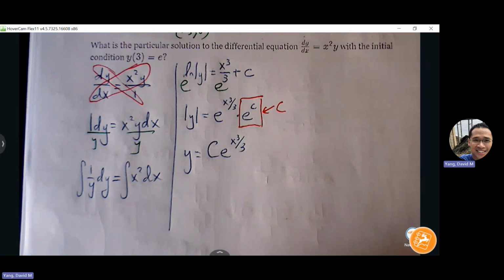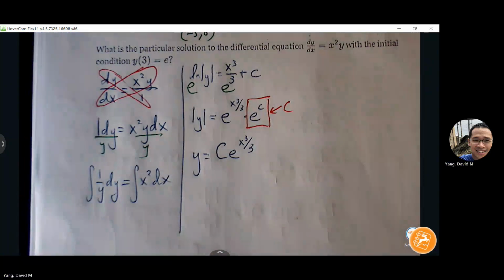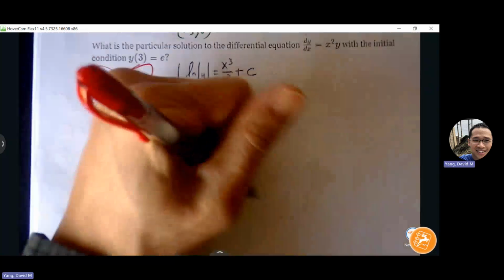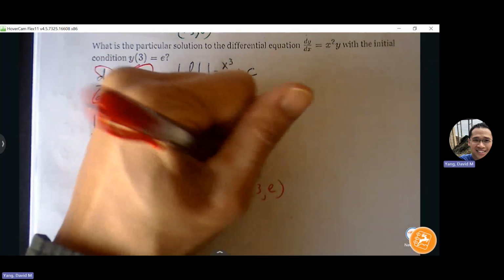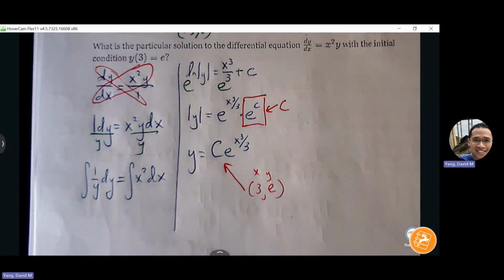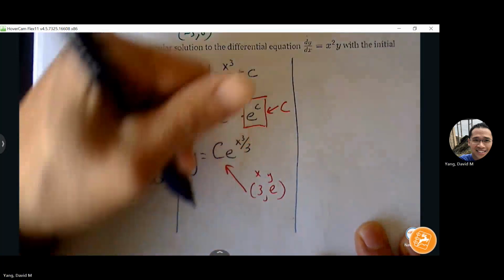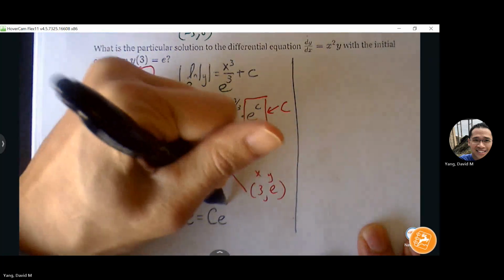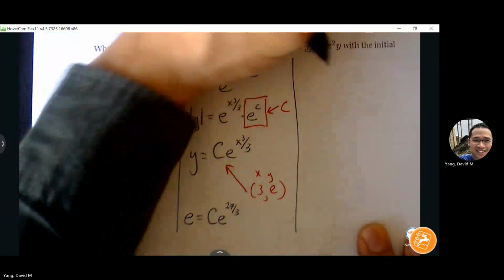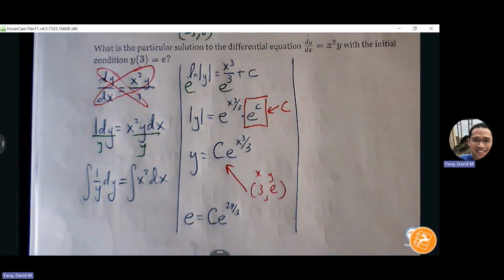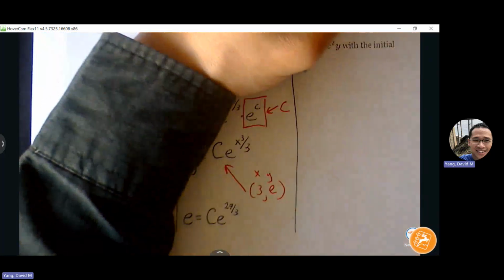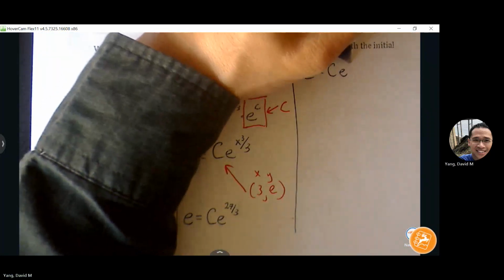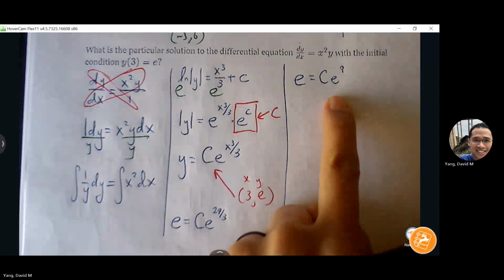Okay, one more thing left to do, and that's to solve for C. Take the ordered pair, 3 and e. 3 goes in for x, e goes in for y. Reduce that, so that's e times C e to the 9th. We want to divide this over, we want to get C by itself.